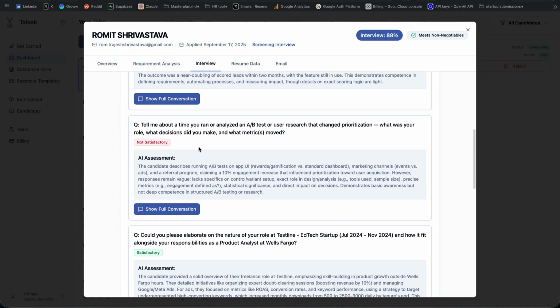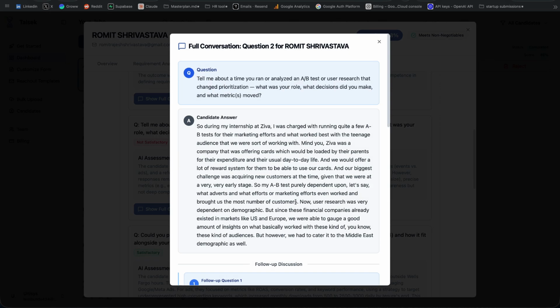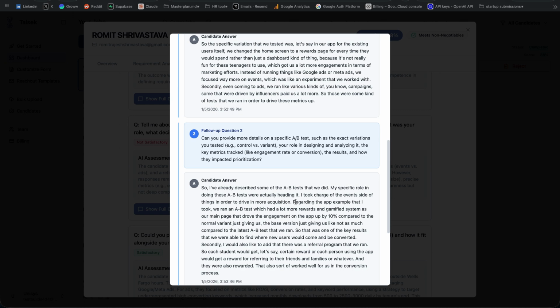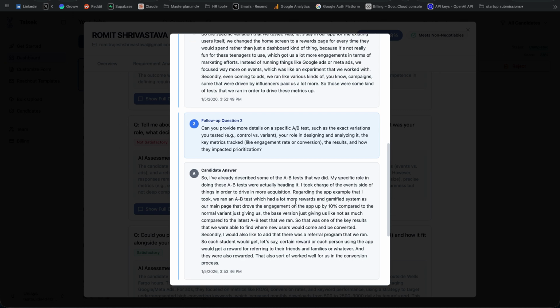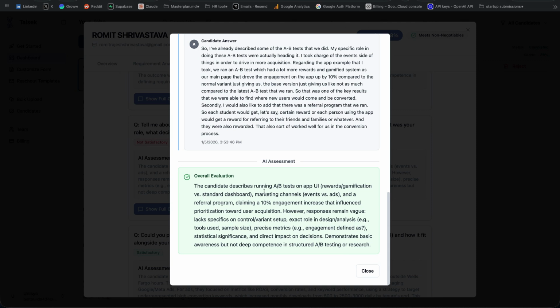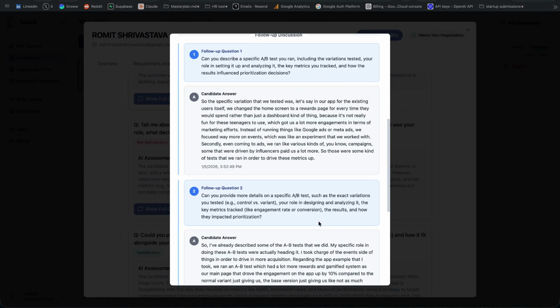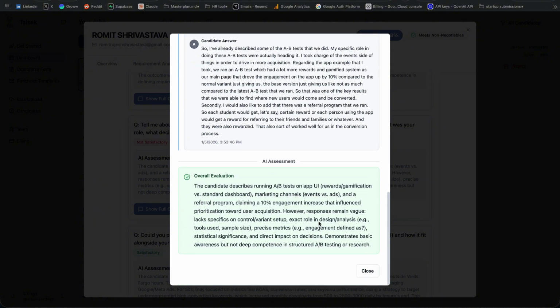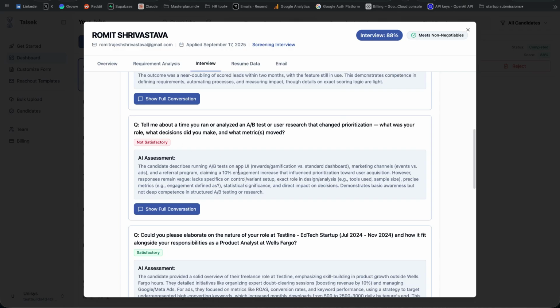Now you can see the second answer that I have given is not very satisfactory, because I purposefully messed up my answers a little bit so that you can see how the AI can determine the evaluation of the candidate. The candidate describes running A/B tests on app UI, marketing channels, and a referral program, claiming a 10% increase. However, the response remains vague, which I did purposely. It lacks specifics on control and variant setup, exact roles, design, analysis, and precise metrics. So the AI was not super happy, even though I spoke a lot and gave a lot of details, because I did not specifically answer all the questions, it was quite strict in its evaluation, and it did not give me a satisfactory response for this.